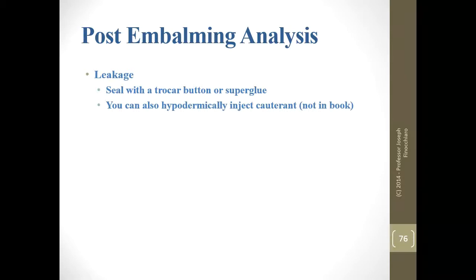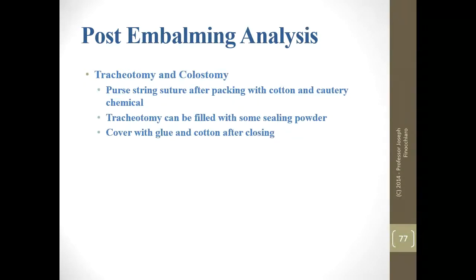Leakage. Well, seal trocar buttons with superglue if you need to, or make the hole a little bit bigger and use a trocar button in a non-visible area. I can also hypodermically inject cauterant, which is not in the book. You get the phenol or carbolic acid, go in, kind of channel and leave some of that around. You might be able to burn whatever is leaking shut.